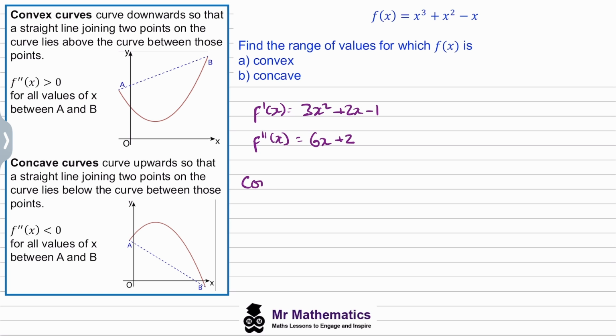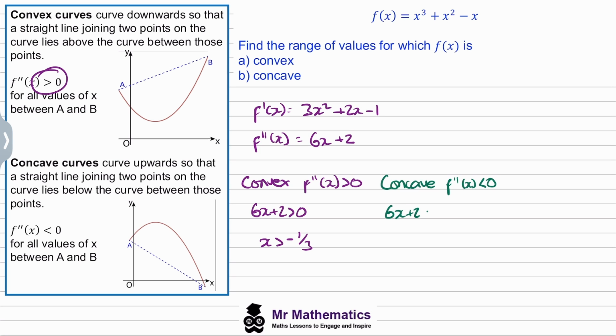So it's convex when the second derivative is greater than 0. So 6x plus 2 must be greater than 0, so x must be greater than negative 1/3. And it's concave when the second derivative is less than 0. So 6x plus 2 must be less than 0, so x must be less than negative 1/3.